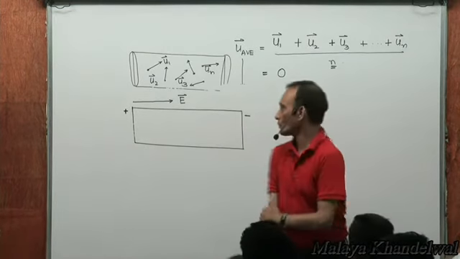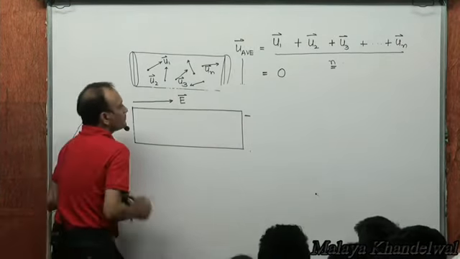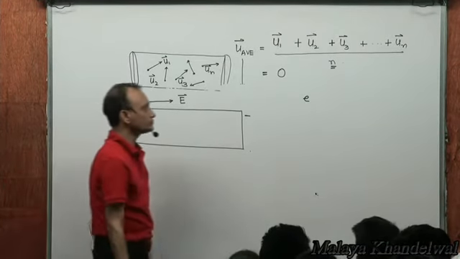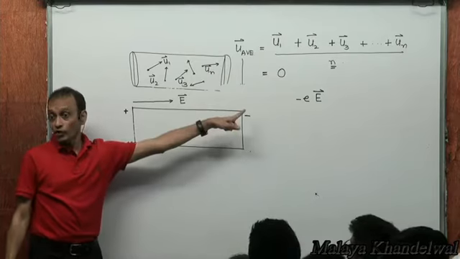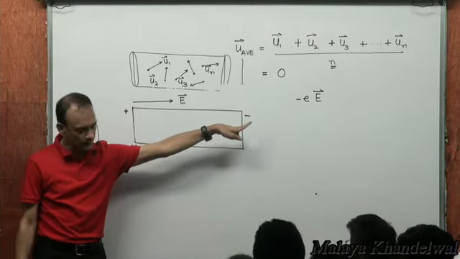Now, if there is an electron, the charge on an electron is of magnitude e, right? It will experience a force opposite to E. That's the force experienced by an electron in the conducting matter. Force experienced by the electron is going to be this, opposite to the direction of the electric field.